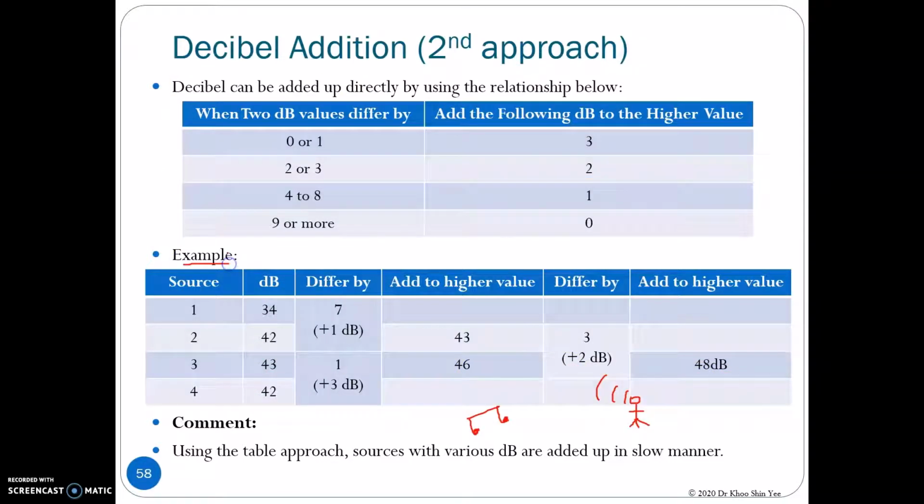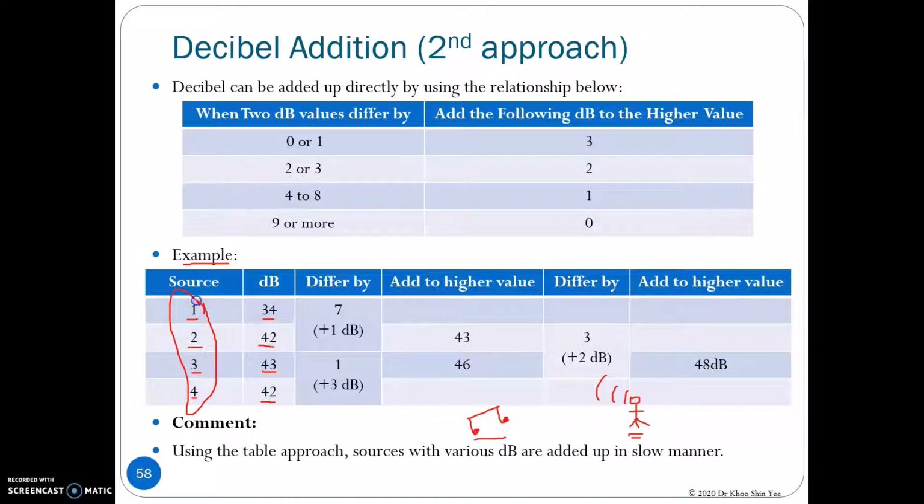In this example, assume that you are listening to these 4 music instruments. When music instrument 1 is playing at this location, the sound level that you are listening to is equal to 34 dB. When source 2 is playing, then you listen to 42 dB. Source 3 gives you 43 dB and source 4 gives you 42 dB.